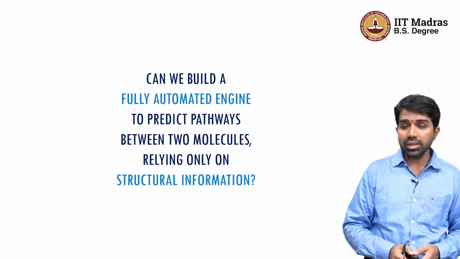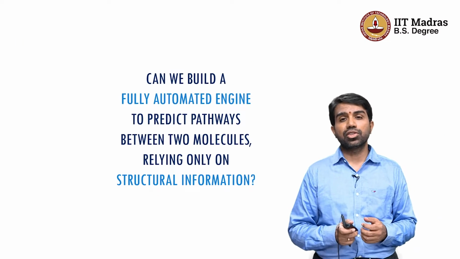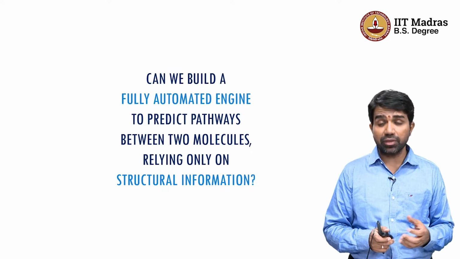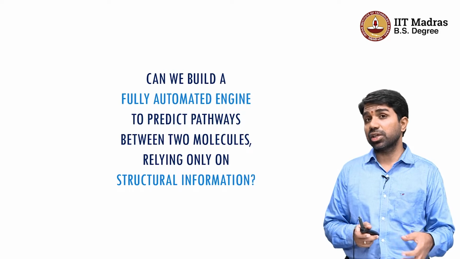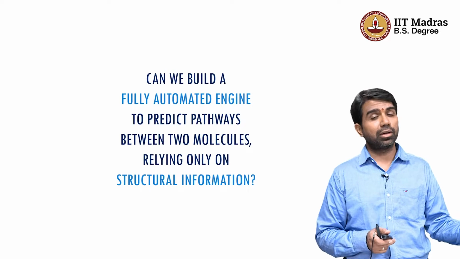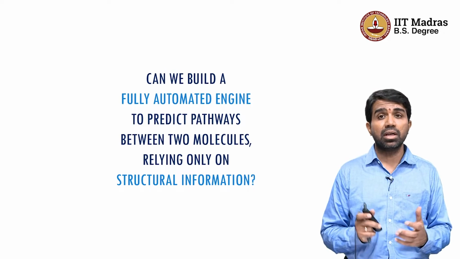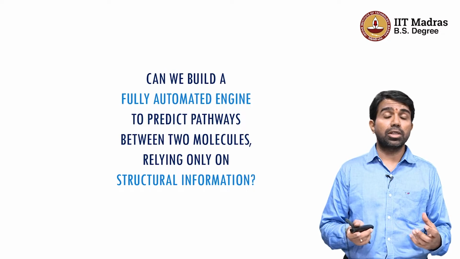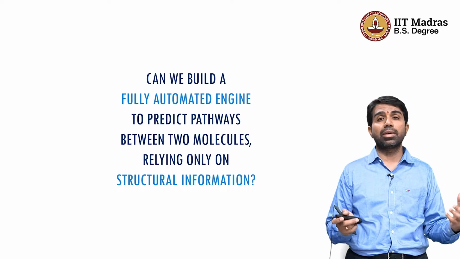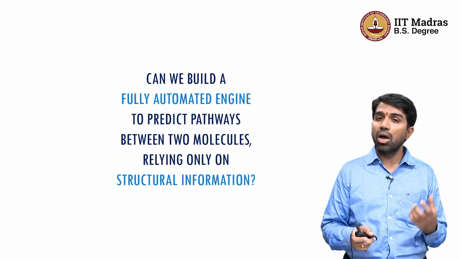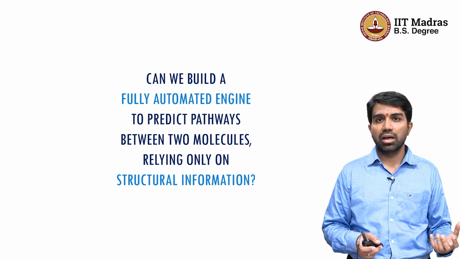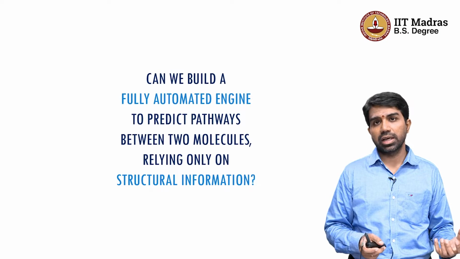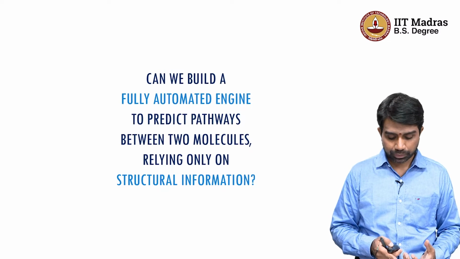So how do we go about this? Can we build a fully automated engine that predicts these pathways between these molecules, between a pair of molecules? The next step is to generalize towards an unknown molecule on the left hand side, but let's at least start with a pair of molecules. You can possibly even pick it based on what is most chemically similar to the right hand side molecule in your existing metabolic space corresponding to your organism of interest.